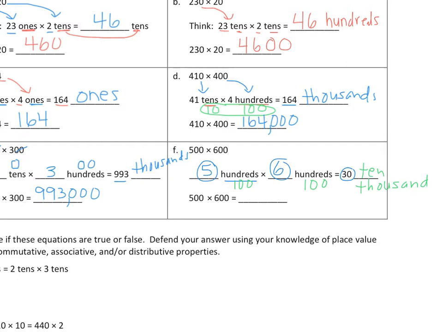So that means we're going to have the number 30, and we're going to go ahead and add how many zeros are in 10,000. That's going to be 4 zeros. 1, 2, 3, 4.